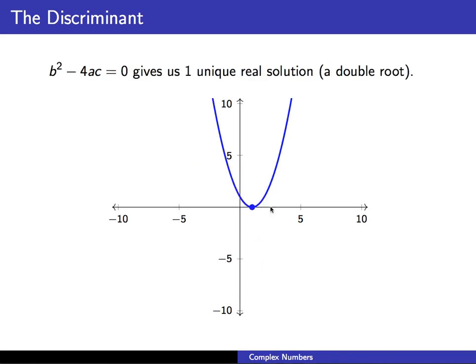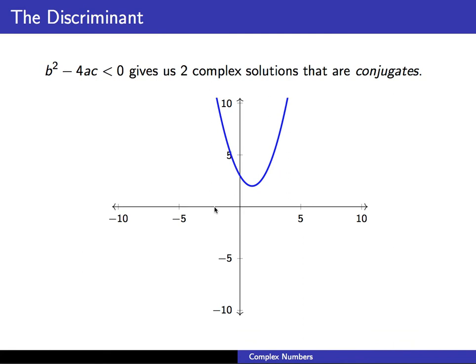If it equals 0, it's going to give us one unique real solution known as a double root. So when we plus or minus the square root of 0, that's not really going to change anything. But in this case, your graph will hit the x-axis at one point, and that'll be your solution.